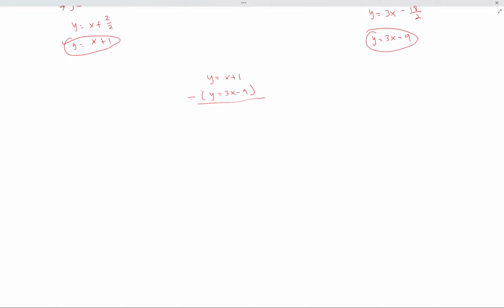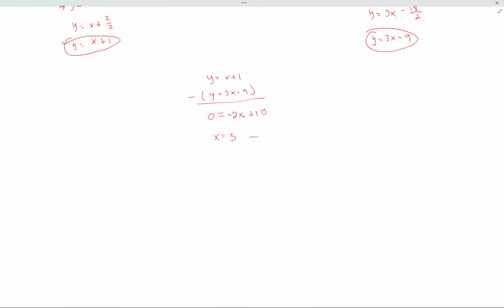Again, there are many methods. You can equate both equations, but here I want to use subtraction. Okay, you can subtract the equations. In this case, y minus y is 0, so we have eliminated y. Now we have x minus 3x, that is negative 2x. 1 minus negative 9, that is positive 10. So therefore, x must be equal to 5. Okay, you can simplify this one and you can solve that. It's x equals 5.